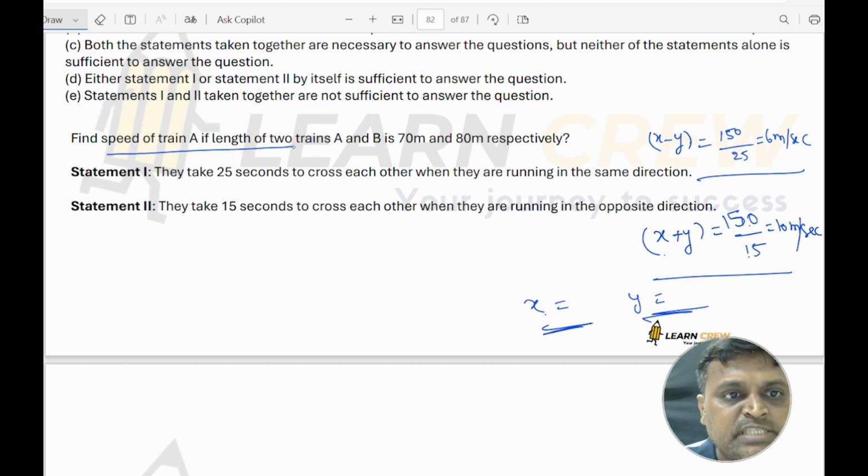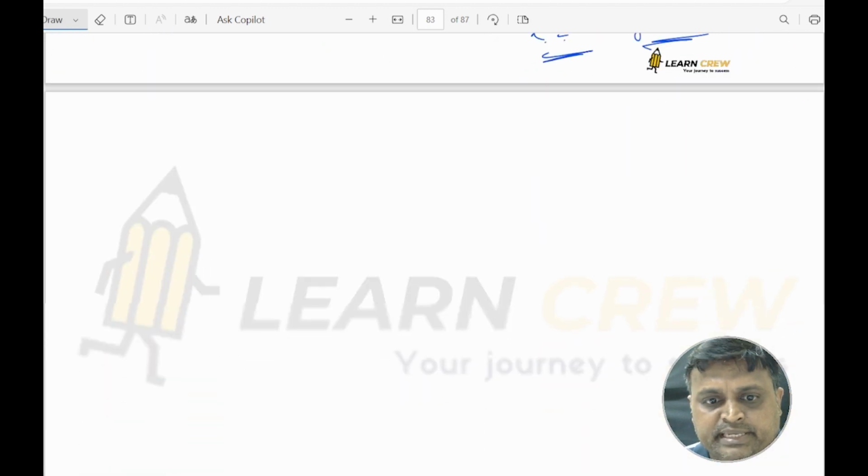So you cannot find the speed of train A because you do not know whose speed x is and whose speed y is. Here you cannot find out the answer for the question with only statement 1 or 2. So statements 1 and 2 taken together are not sufficient. So answer is option E. Next.